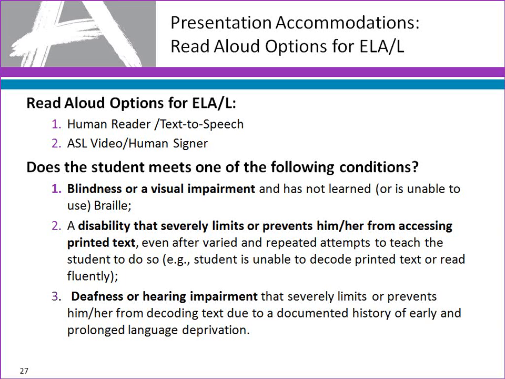And finally, a disability that severely limits or prevents him or her from accessing printed text, even after varied and repeated attempts to teach the student to do so. Example: the student is unable to decode printed text or read fluently. Now I've had lots of questions. What does it mean, severely limits? Some of the examples I gave back, again, are reminding people that it's about access, but saying this is the early stages of decoding.